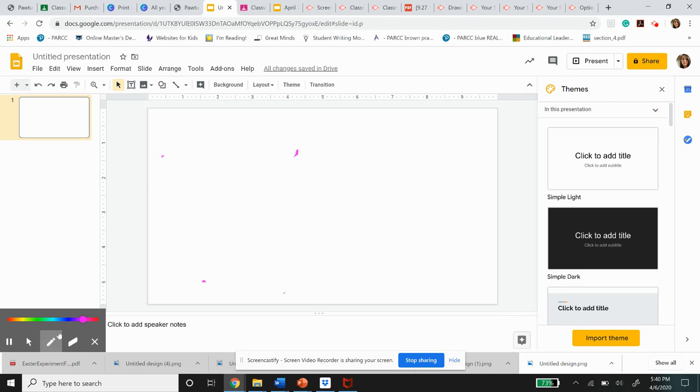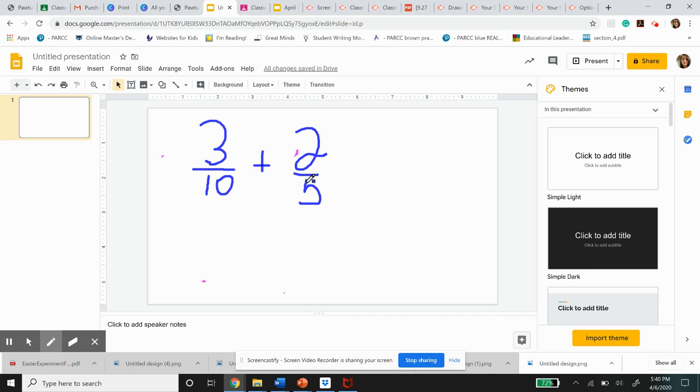All right, let's try. Let's change the color of my pen. All right, let's try 3/10 tenths plus 2/5. Okay, so when I look at adding these, I notice right away that they don't have the same denominator. I want them to have the same denominator. So I'm going to create an equivalent fraction for this one that ends in a tenth.